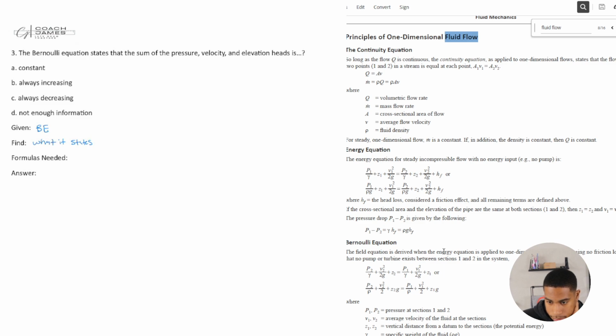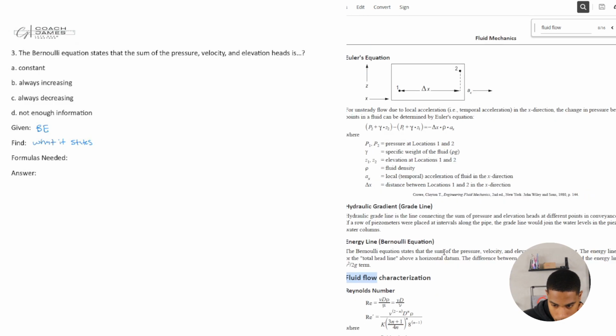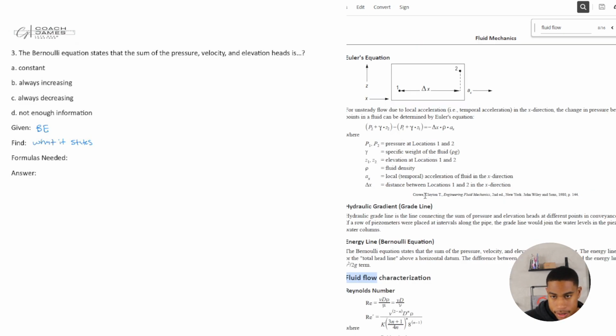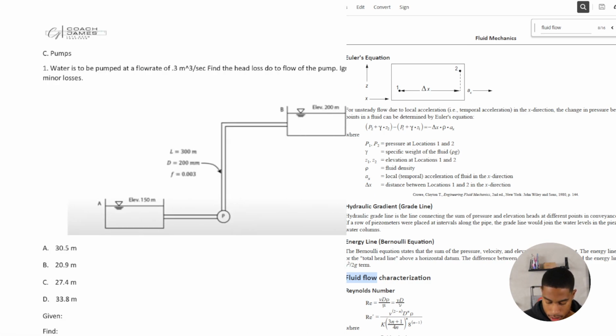So I'm just looking in the handbook. I started just looking for the Bernoulli equation, and I figured I was in the right area because of this. I scrolled down a little bit further and see that the Bernoulli equation states that the sum of the pressure, velocity, and elevation head is constant. So the answer is A.